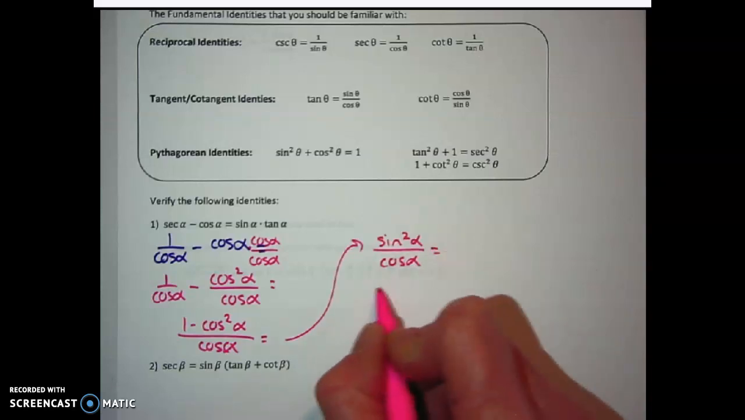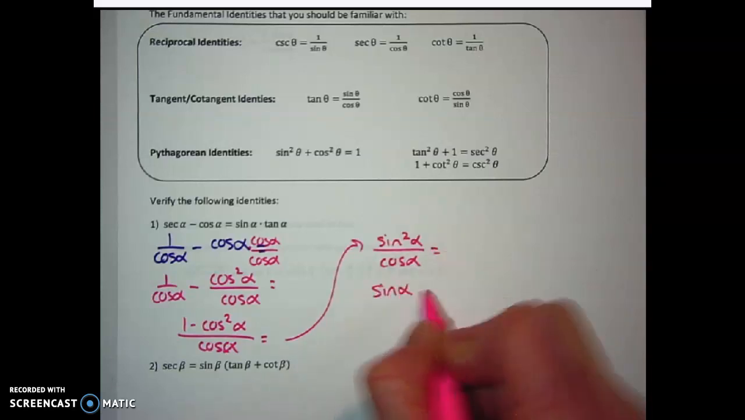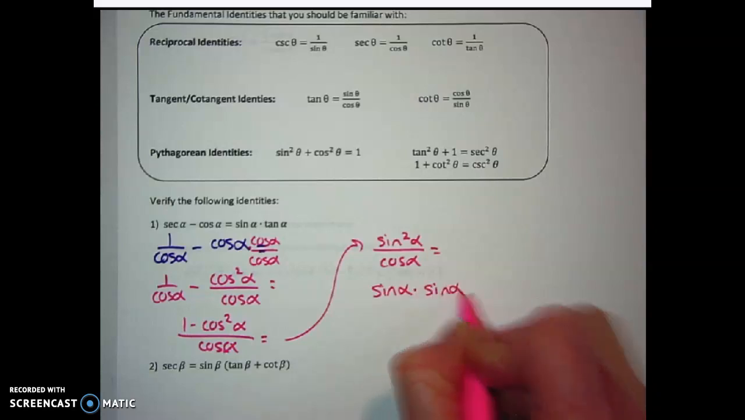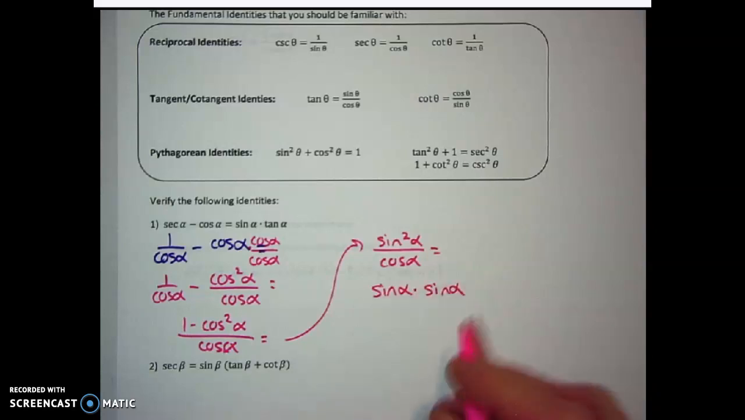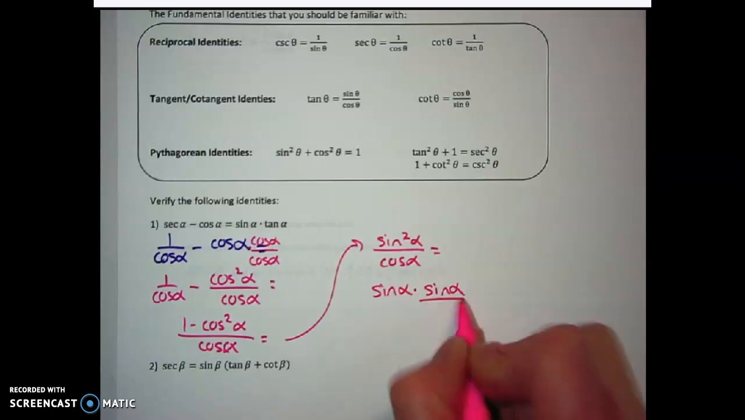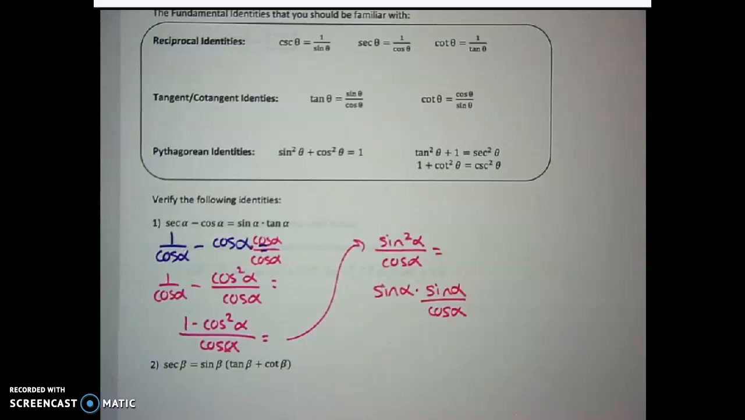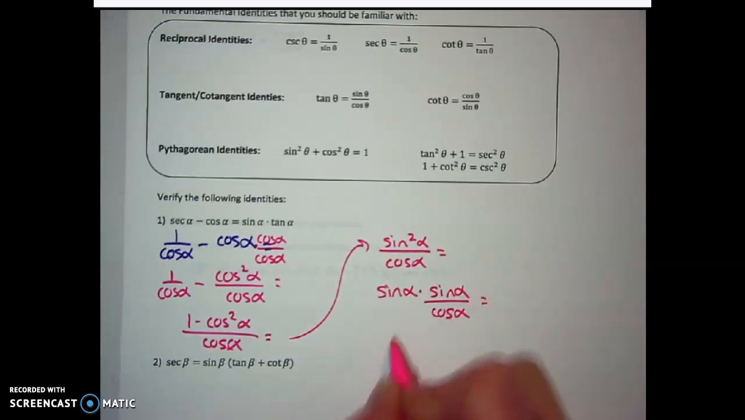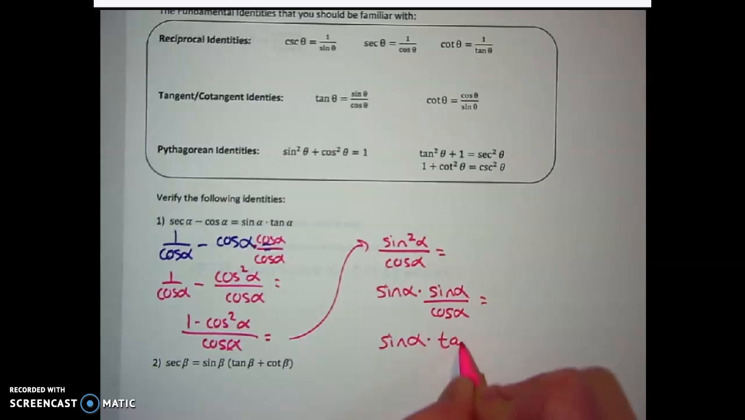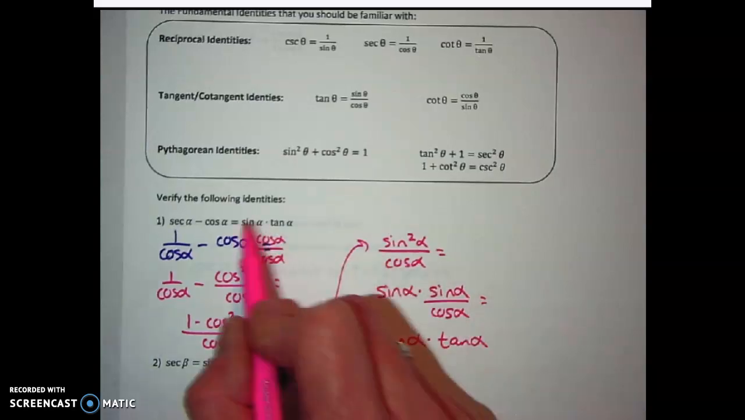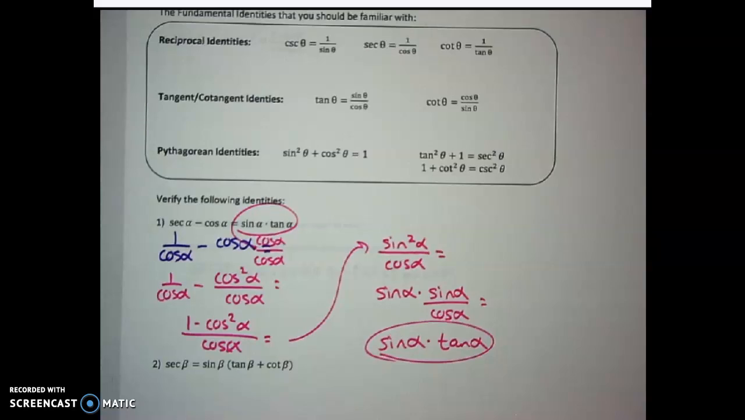Sine squared, I'm going to rewrite as sine of alpha times the sine of alpha. And then all of this is over cosine. Or I could just write this one over the cosine of alpha, right? So now I have the sine of alpha times sine over cosine, which is the tangent of alpha. And that's what I needed. So I have verified that identity. I've made the left-hand side equal to the right-hand side.